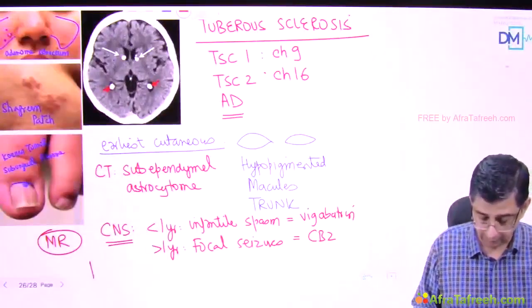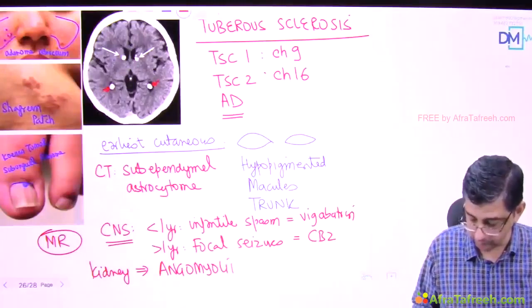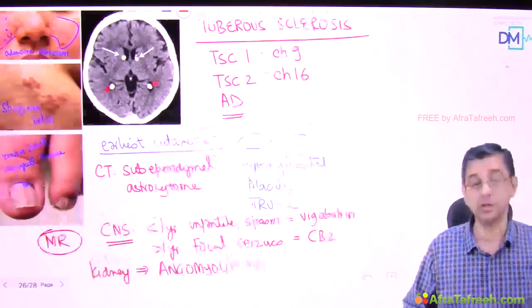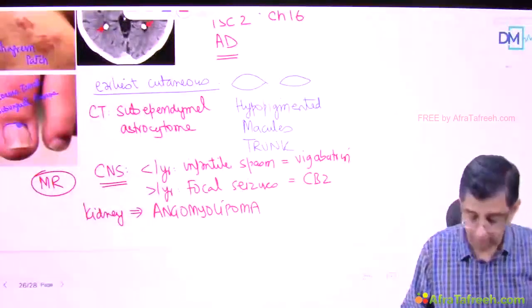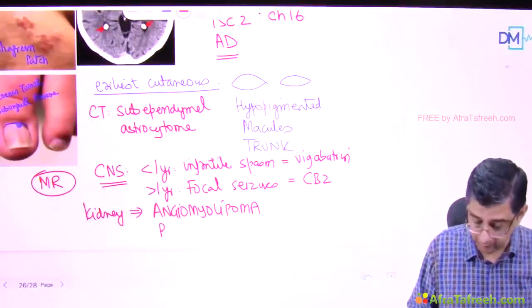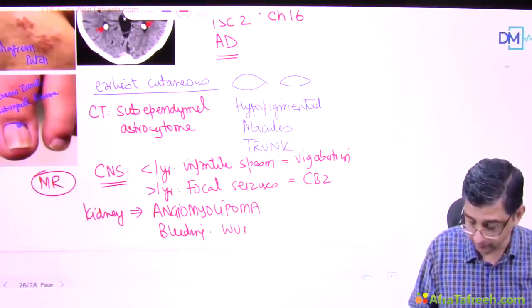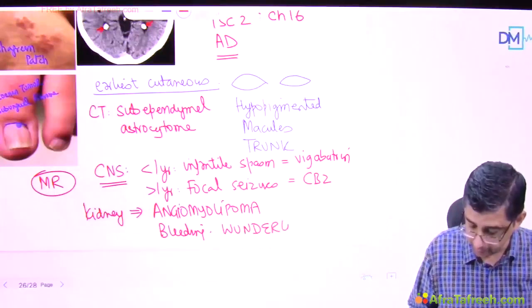Another aspect to be remembered for this condition is a very peculiar lesion in the kidney that is called angiomyolipoma. You can see a lesion in the kidney which is having three things together, that would be blood vessels plus muscles plus fat, and then they could be bleeding in this angiomyolipoma also, that would be referred to as Wunderlich syndrome. So very peculiar terminology is here.